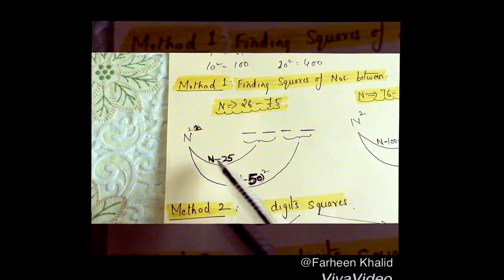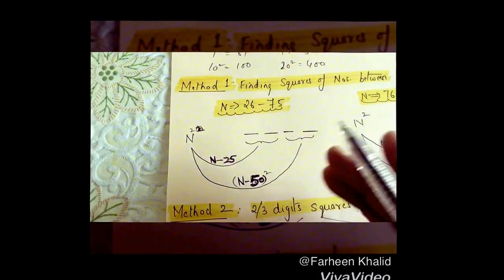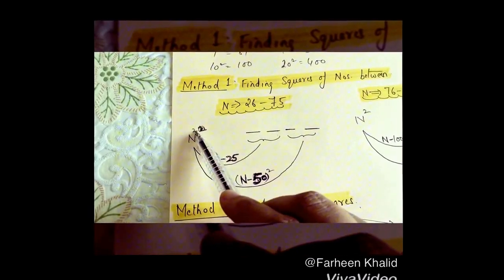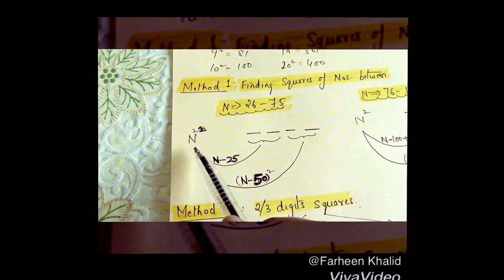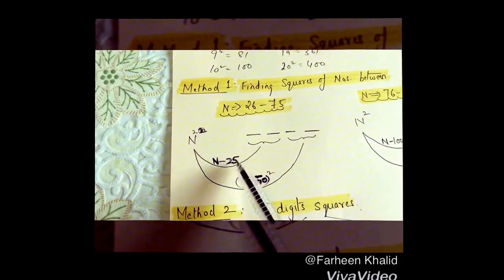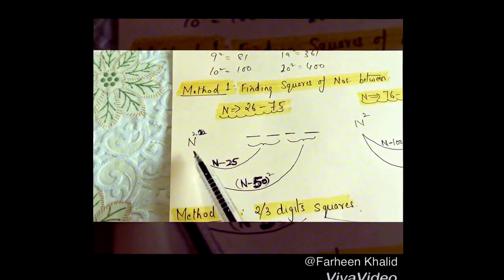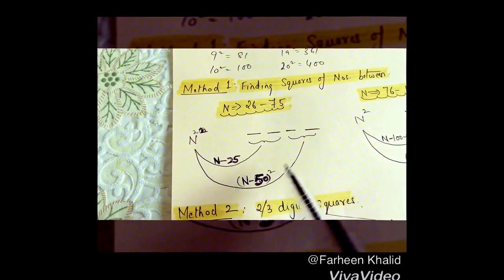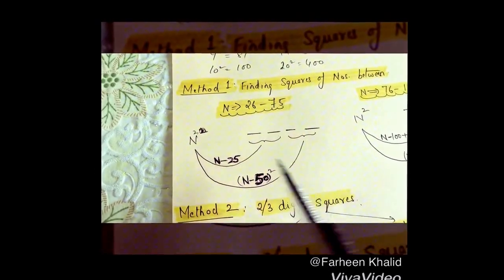This is just to show you the algorithm, and you will know it a little more clearly when I come to an example. Let's say the number is n and we have to find the square of that number. To get the first 2 digits, you just subtract 25 from that number. Then the next step is to subtract 50 from the number, square the answer, and that gives you the last 2 digits of your answer. That's how simple it is.